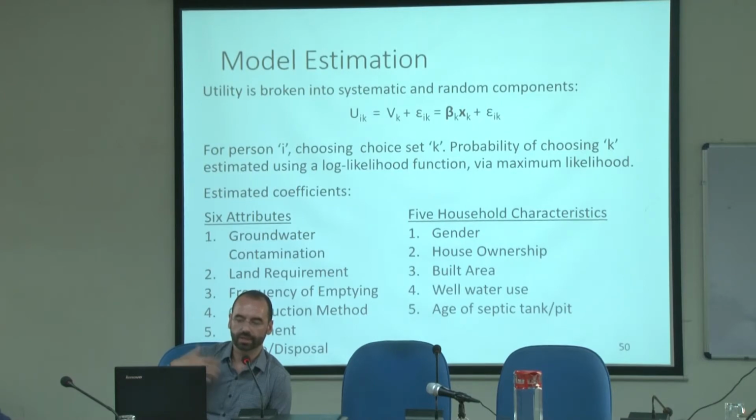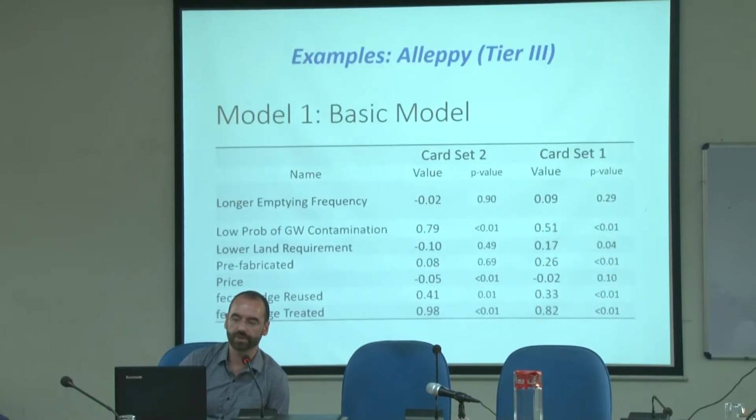And then we can plug this data into this discrete choice statistical model in order to estimate people's willingness to pay for each of these different attributes, as well as segregating people's willingness to pay based on household characteristics. So this is still preliminary results. This is an ongoing analysis. But right now, we were looking at the characteristics of gender, house ownership, built area, well water use, and then the age of the septic tank. But we're planning on looking at others as well. I just want to present to you the basic model right now.